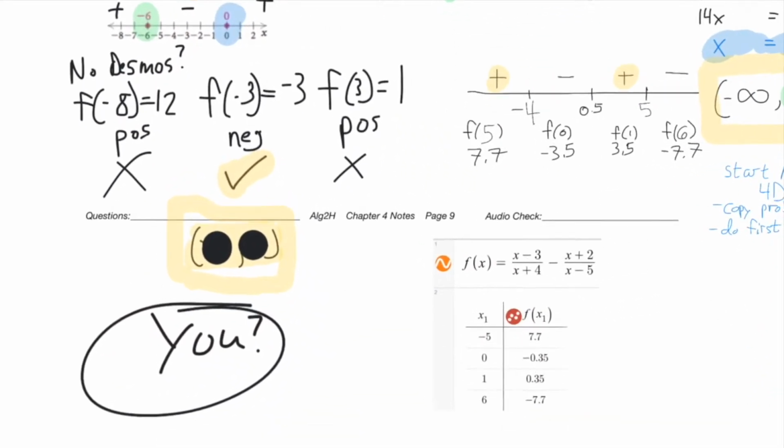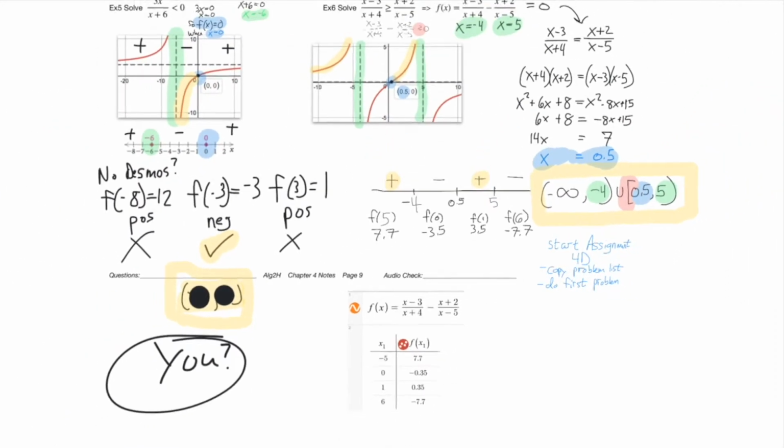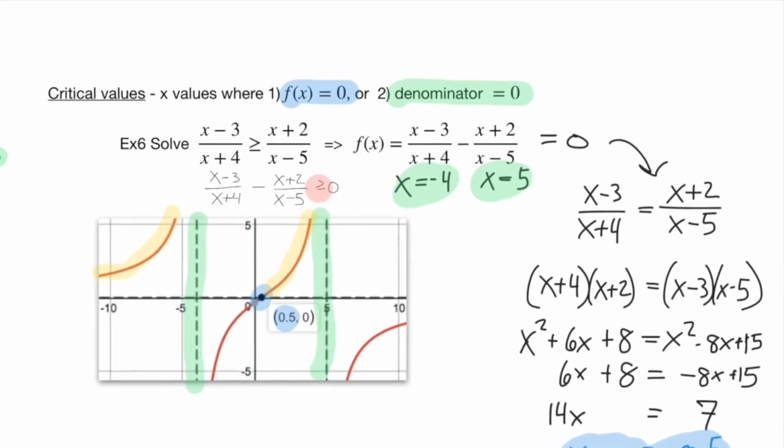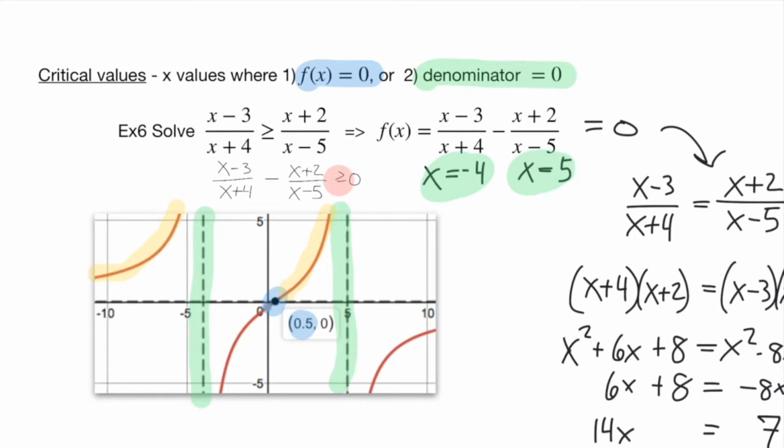So I want you to figure out how to express that answer, how to express the idea that none of the numbers on this interval less than -6, none of the numbers on this interval anything greater than 0, but only the numbers in between -6 and 0 are part of the answer. How do you express that? I want you to write that down, and then we'll continue with the video. Critical values: values where the function is equal to 0 or where the denominator is equal to 0.